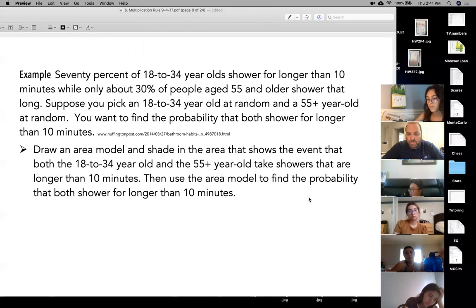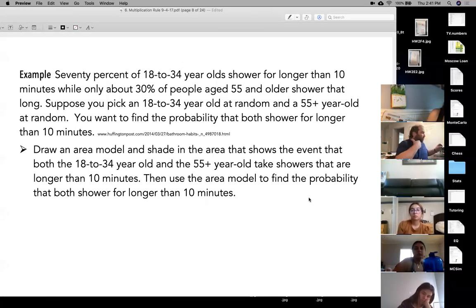Okay, let's do another one. Read this example, please. Only because I have to drink something.